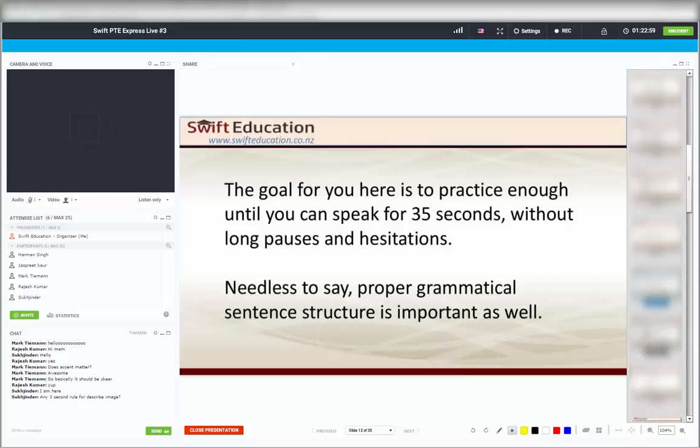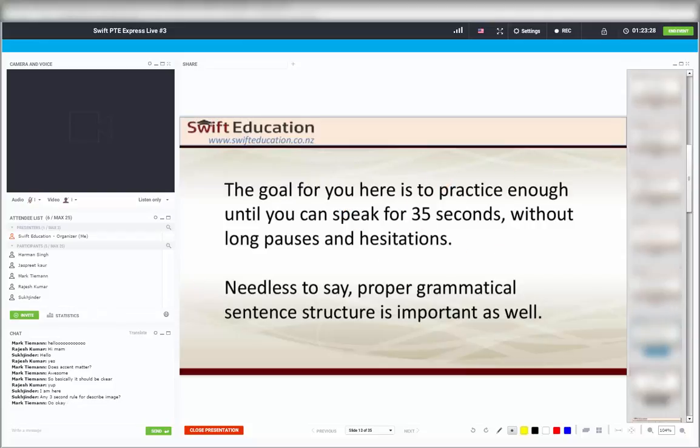Okay. Oh, yes, there is a 3-second rule for describe image as well. Well, good question, Sukhjinder. Thank you so much for reminding me of this. There is a 3-second rule there as well, that if you do not speak for 3 seconds, the recording will turn to completed and you will not be able to record anything. So you cannot re-record your answer or your response.